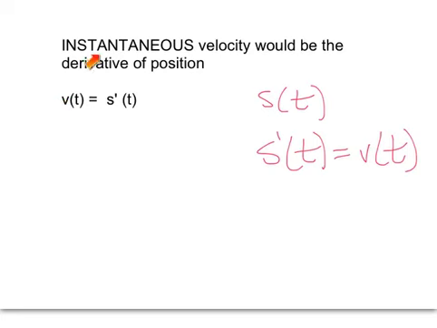And in order to find instantaneous velocity, we cannot find the slope of a secant line. We have to find the derivative and plug a number into the derivative, and that'll give us the instantaneous velocity at that t time value. All right, let's move on.